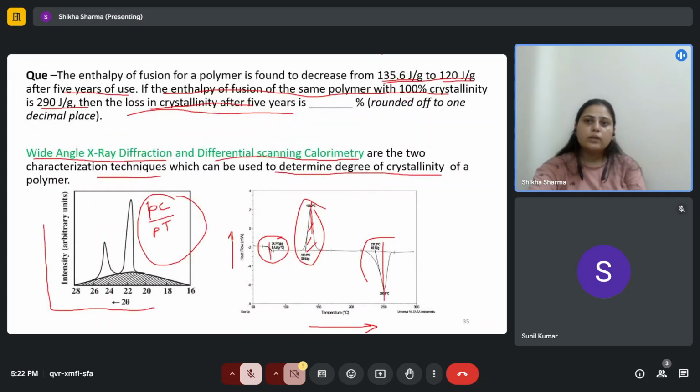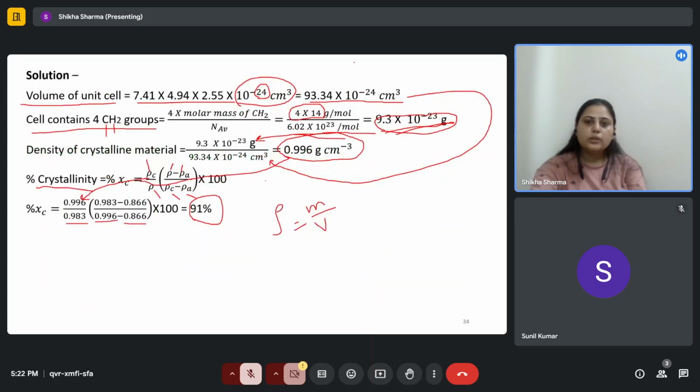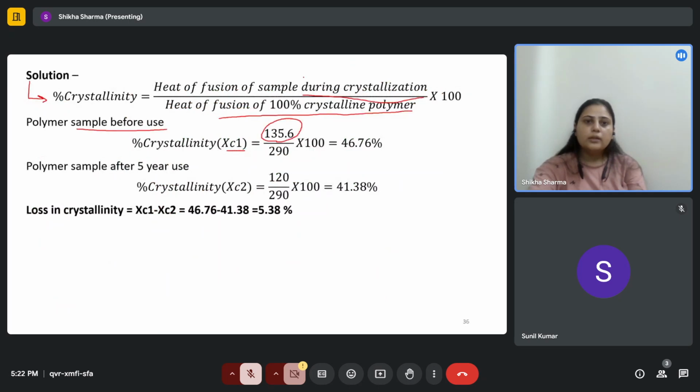The value given here is 135.6 joule per gram, the enthalpy of fusion, and 290 is the enthalpy of fusion of the 100% crystalline polymer. So 135.6 divided by 290 times 100 is 46.76%, which is the percentage crystallinity before use.